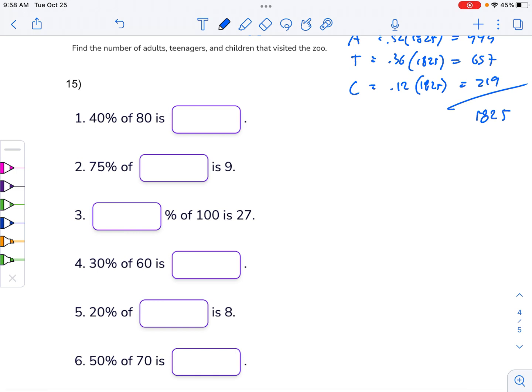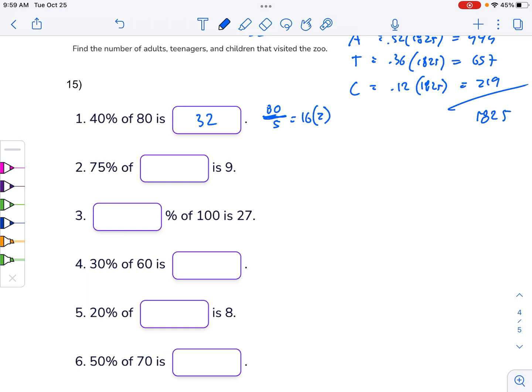40% of 80, let's see. 80 divided by 5 is going to get me 20%, which is 16. And I need a couple of those. Oh, 40%, I need to double that, which is 32. Nice. A couple different ways to do that.